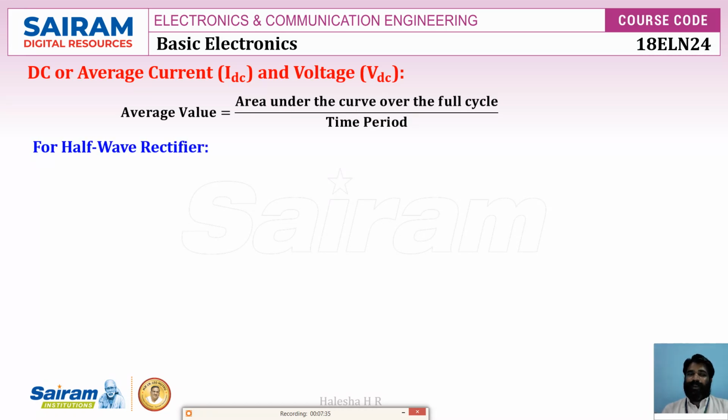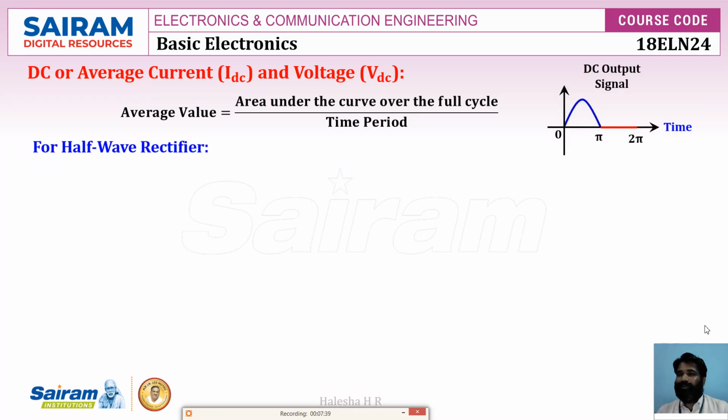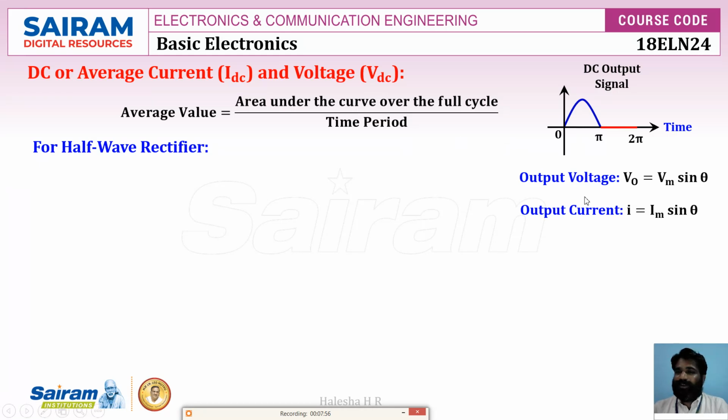So let's consider the half wave rectifier. This is the output signal for one full cycle, 0 to 2 pi. We have a signal from 0 to pi, and from pi to 2 pi it is 0. This is the corresponding DC output signal of the half wave rectifier. The output voltage is VO equal to Vm sin theta, and output current I is equal to Im sin theta.